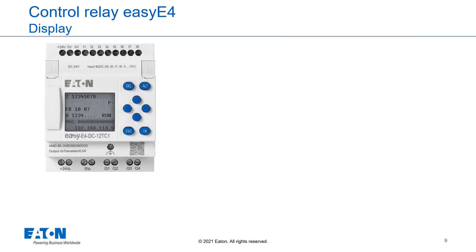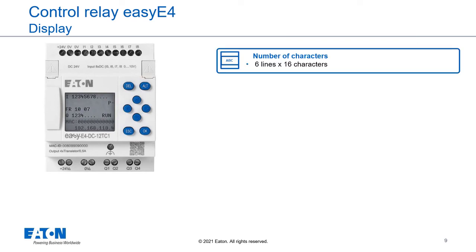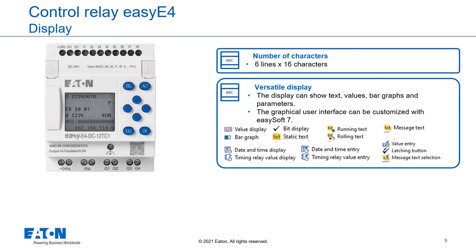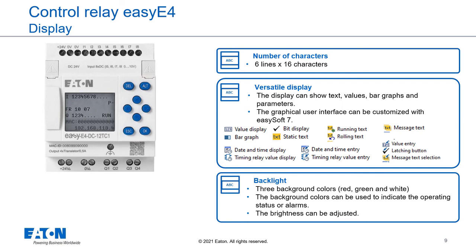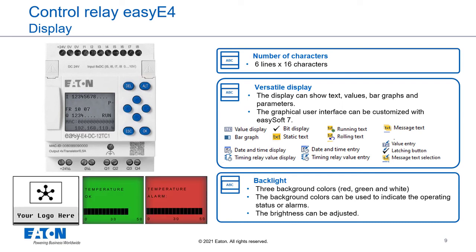Display. The display of the easyE4 allows as number of characters 6 lines with 16 letters each. The graphical user interface can be customized in the EasySoft 7 programming software and offers the option of visualizing parameters and bar graphs in addition to texts and values. The display is monochrome and backlighted in white. However, the backlighting can also be changed to red or green, for example to indicate the operating status or alarms. The brightness is of course adjustable.